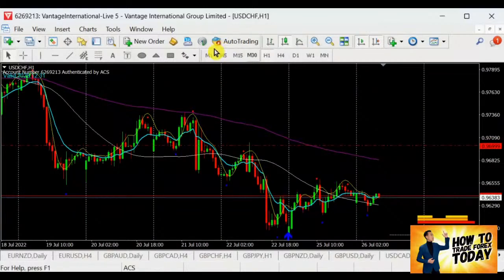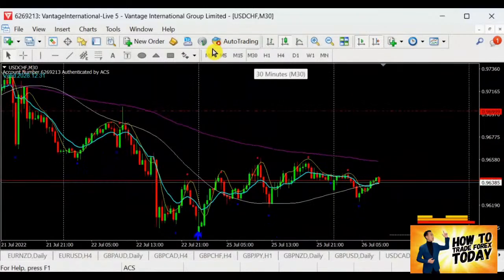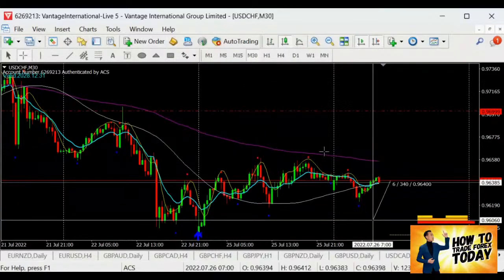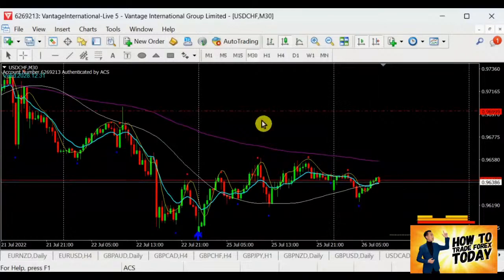I guess tentatively for this dollar franc, we may have a good chance to sell for about 32 pips. So this is something over at this point here. So very likely there may be a good chance for selling.